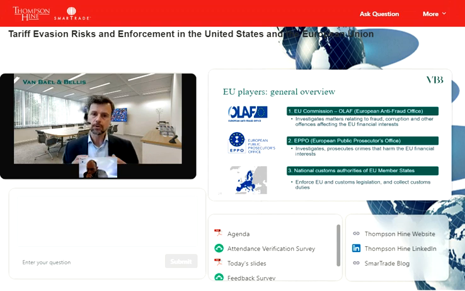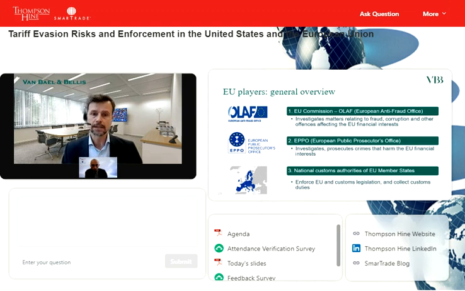And it concerns what we call the EU financial interests or EU resources, which include customs duties. That means that Olaf is competent to investigate customs infringements. I will develop a bit each of them in the next slides, but first we have the overview of the players. The first one is the Olaf, the European Anti-Fraud Office.